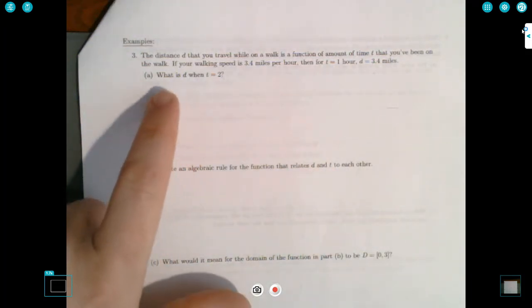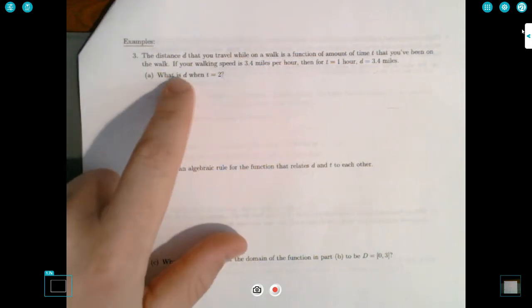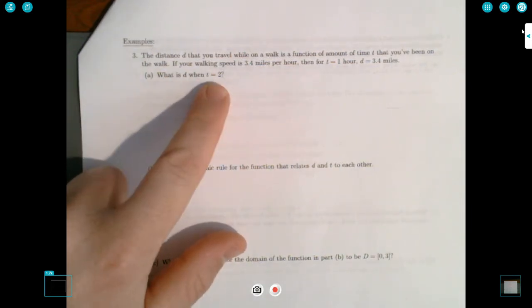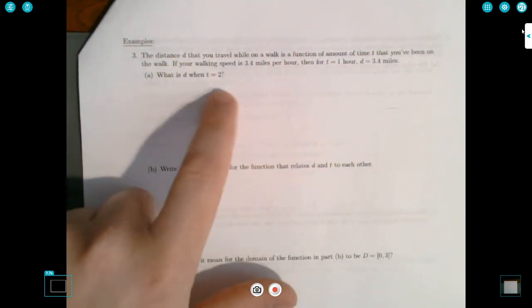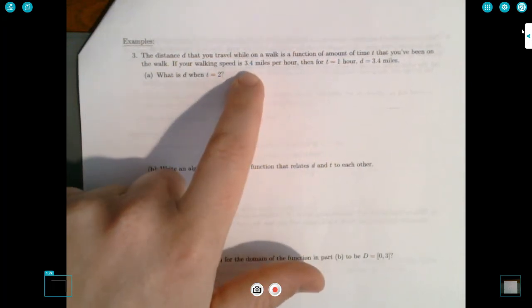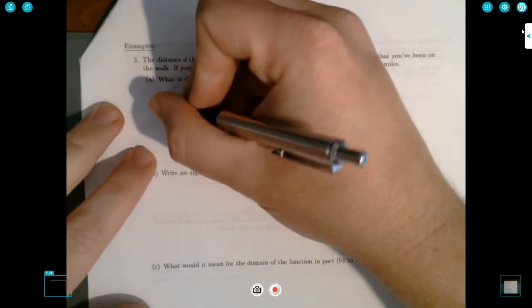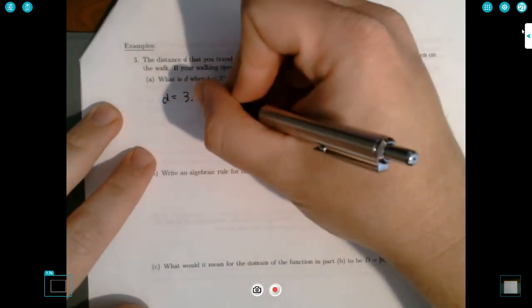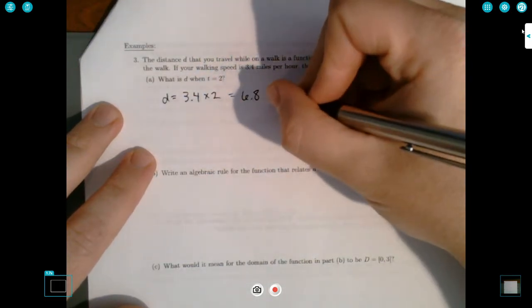All right. So part A asks, what is d when t equals 2? So what is your distance when you've been walking for 2 hours? If you're walking at a rate of 3.4 miles per hour, how would we figure that out? Well, you're going to go 3.4 miles per hour, and if you're going to walk for 2 hours, then that means you're going to go 3.4 times 2, right? So d equals 3.4 times 2, which comes out to 6.8 miles.